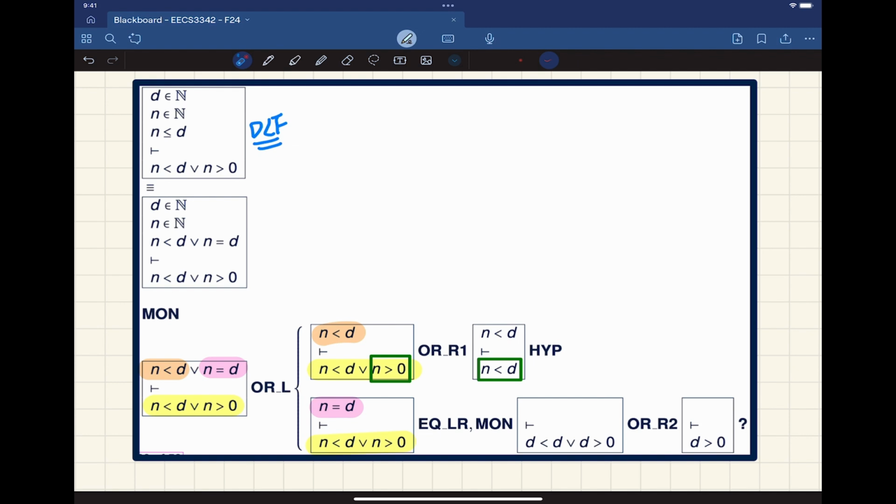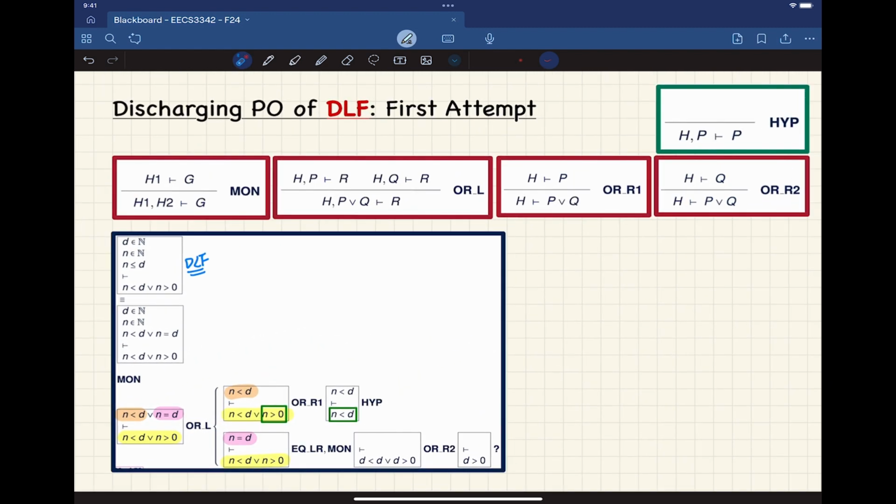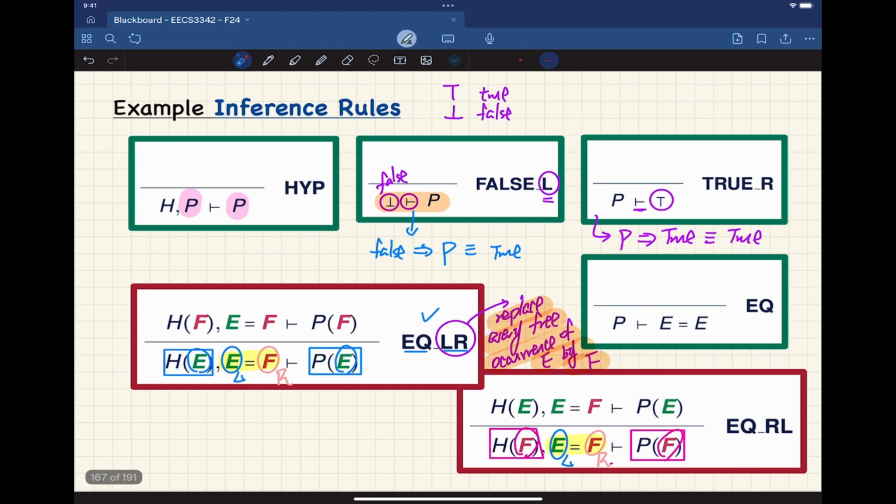Whenever you see any hypothesis part that has some equality, you may want to consider using EQ, either LR or RL. That's something we spoke about before the break. And in this case, I would suggest you try EQ_LR. Sorry, I don't have it here, but I'm going to copy that right away. So EQ_LR.